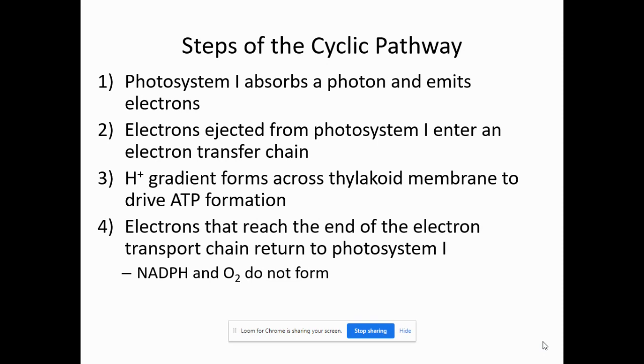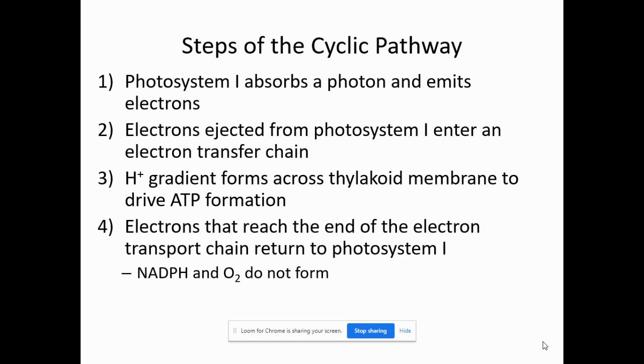Only photosystem 1. So photosystem 1 will absorb a photon and emit electrons. The electrons ejected from photosystem 1 enter the electron transfer chain. A hydrogen gradient forms across the thylakoid membrane to drive ATP formation. And then the electrons that reach the end of the electron transport chain, instead of being accepted by NADP, get returned to photosystem 1, so the electrons are recycled.